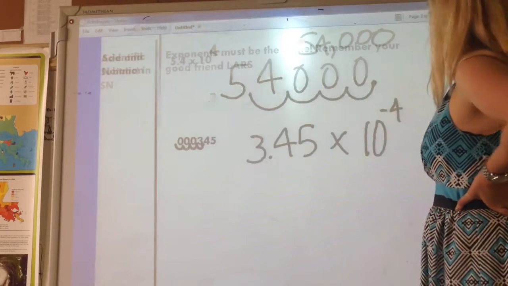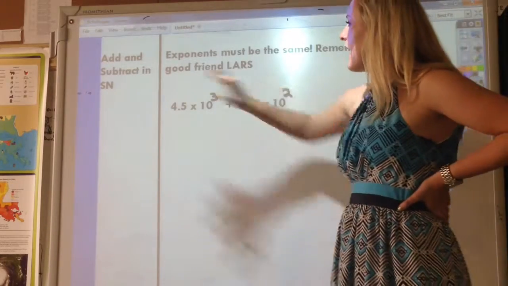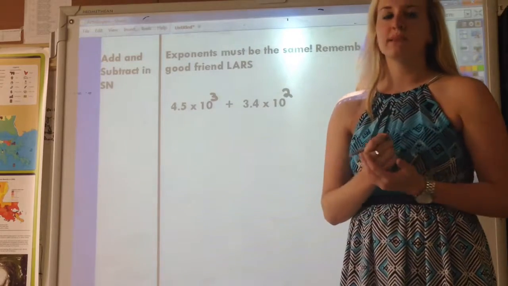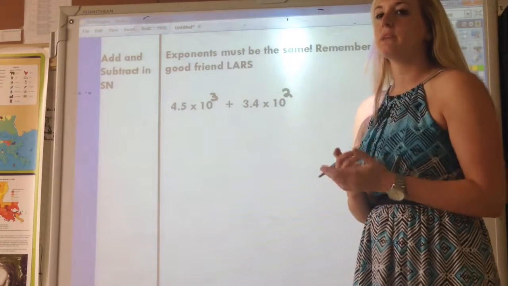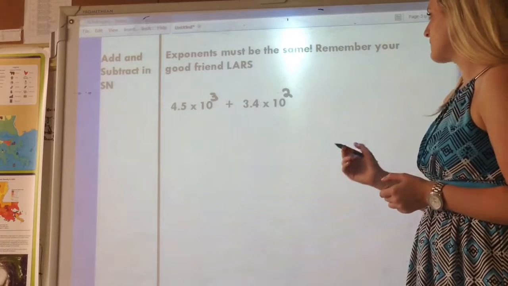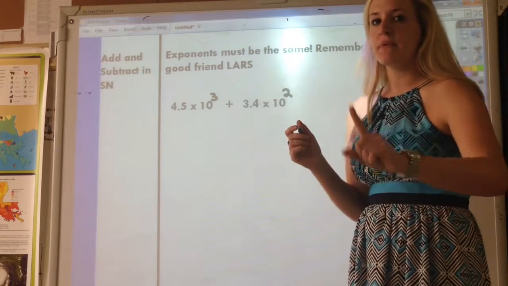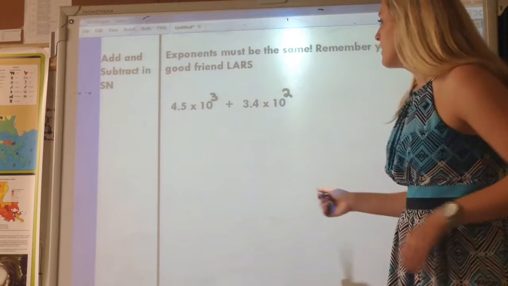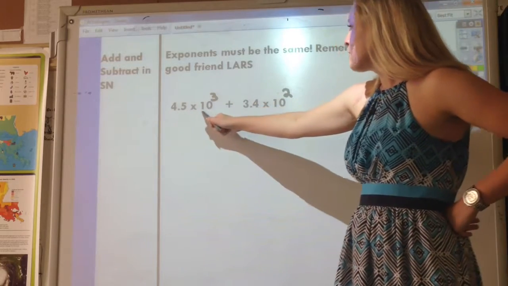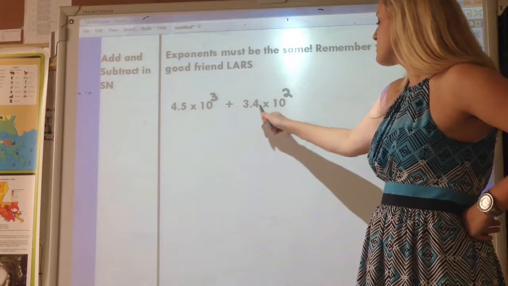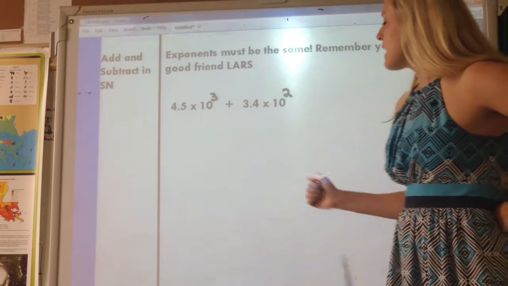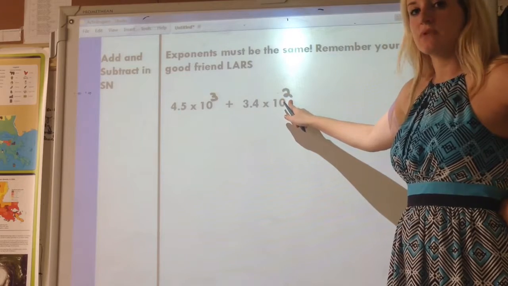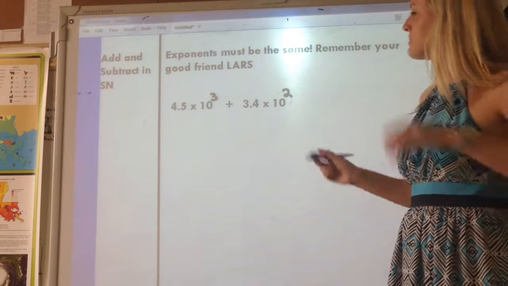Let's move on. All right, add and subtract in scientific notation. You'll recall that in order to add and subtract in scientific notation, your exponents absolutely have to be the same. So that needs to be the first step that you look at in these examples: are my exponents the same? So let's do our example. 4.5 times 10 to the 3rd plus 3.4 times 10 to the 2nd. Immediately I see that my exponents are not the same. So I know I have to change them in order to make them the same.